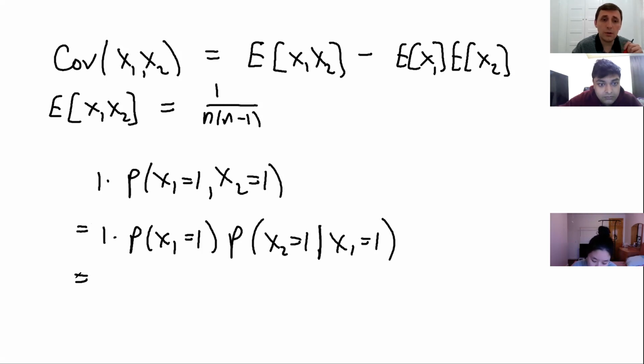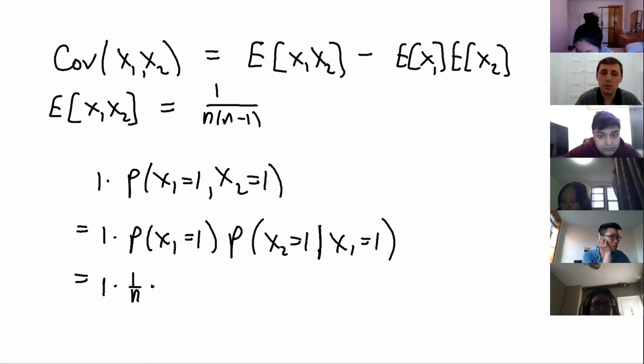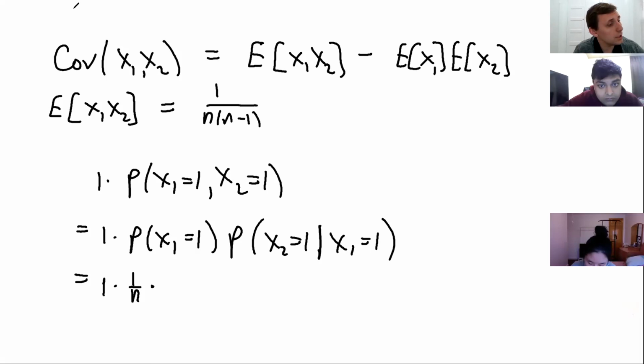Agreed? Now, what's the probability that x1 is equal to 1 by itself? It means, what's the probability person number 1 picks his own hat? It's 1 times 1 over n. Do you agree? Times, what's the probability that x2 picks his own hat, given that the first person picked his own hat? So there are n minus 1 possibilities, yes? And one of those possibilities means that person number 2 picks his own hat, so it's 1 over n minus 1. And congratulations, you are correct, guys.